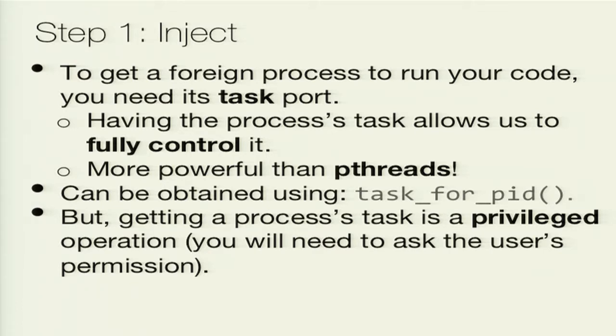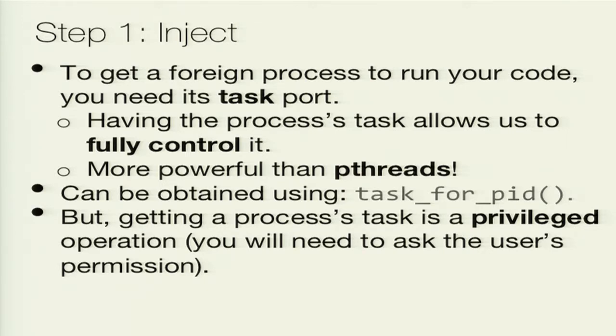You can create more memory for that process. You can write code inside of it. You can essentially fully control the process if you want to. Now, obviously, getting a task for a process is privileged. And that's why, if you use Dropbox on a Mac, we ask you for your password, because we need your permission before we start going inside Finder, changing things.